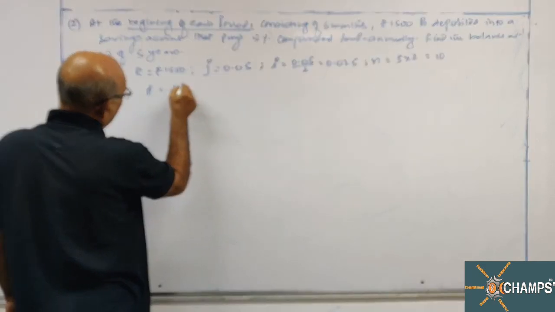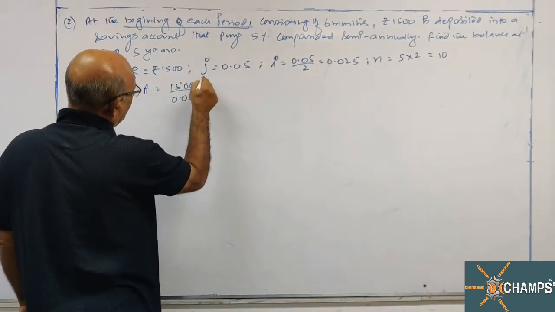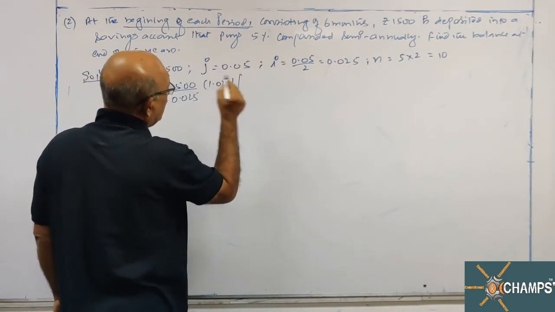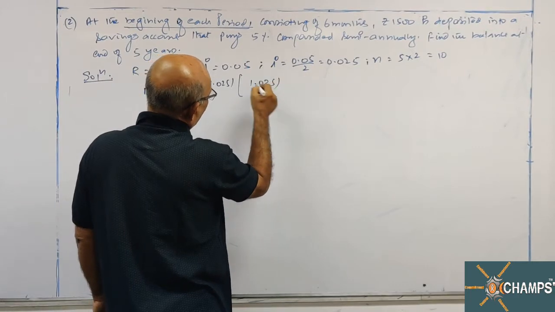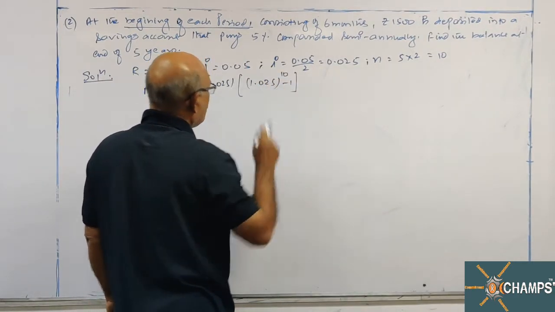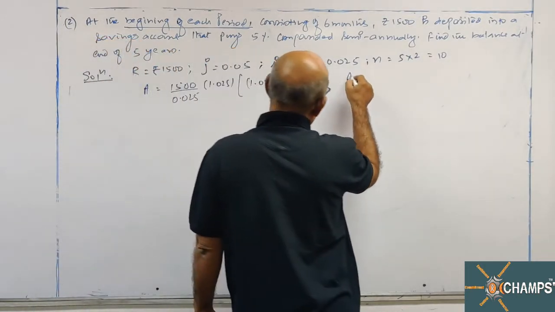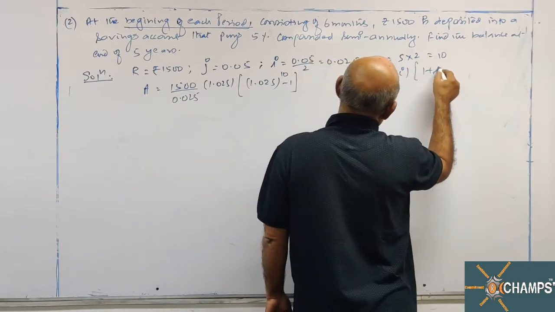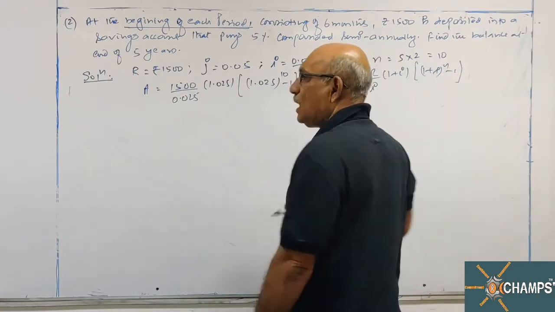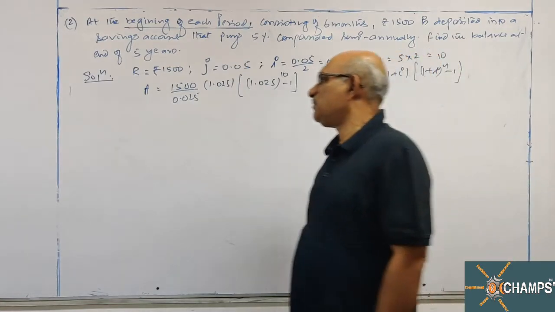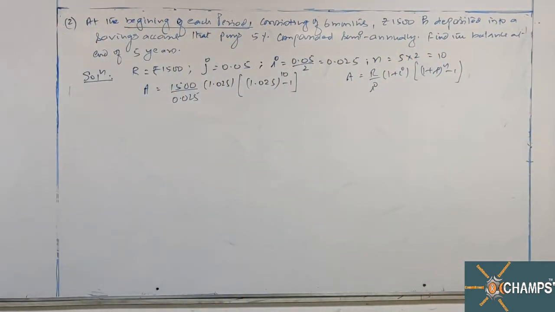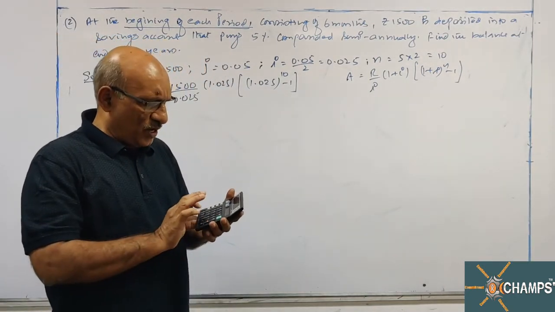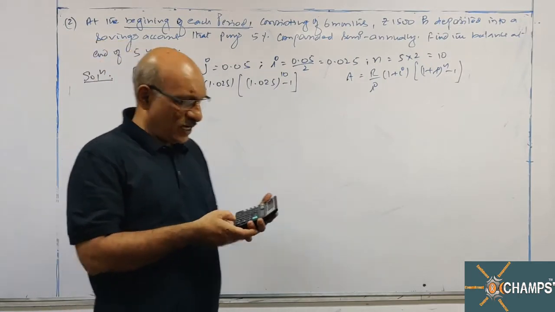Amount is equal to 1500 divided by 0.025 into 1.025 into 1.025 whole to the power of 10 minus 1. The formula is amount is equal to R by I into 1 plus I into 1 plus I whole power n minus 1. I just substituted the values in it. Now once again, 1.025 power is to be raised to 10.